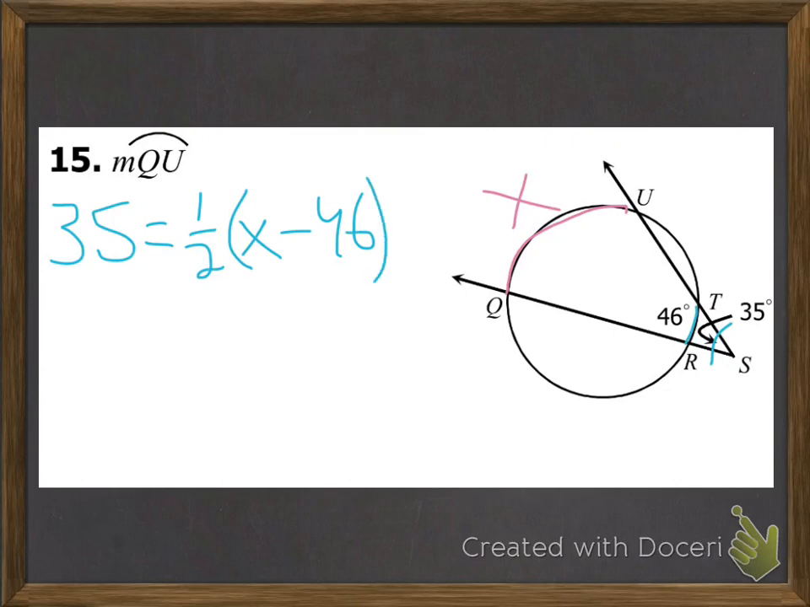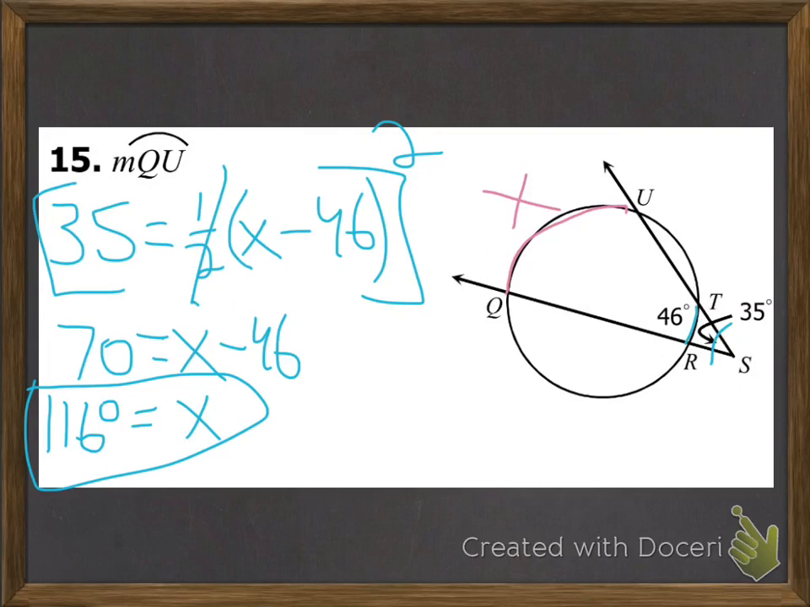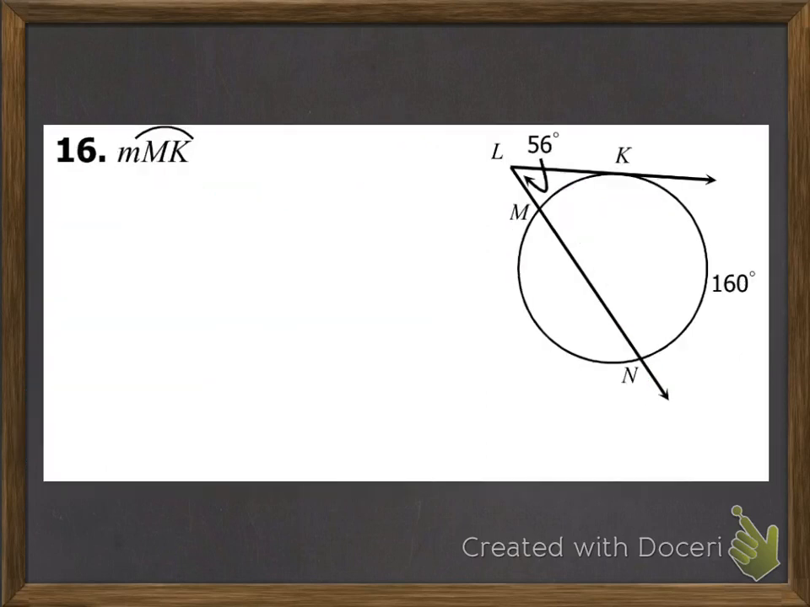And once again, I need to get rid of this fraction right here, so I'm going to multiply everything by 2. So now 2 times 1/2, that's going to go away. 2 times 35 is going to give me 70. And then that is going to be equal to x minus 46. Add 46 to both sides, and then you're going to get x equals 116 degrees. That's the measure of the larger arc.